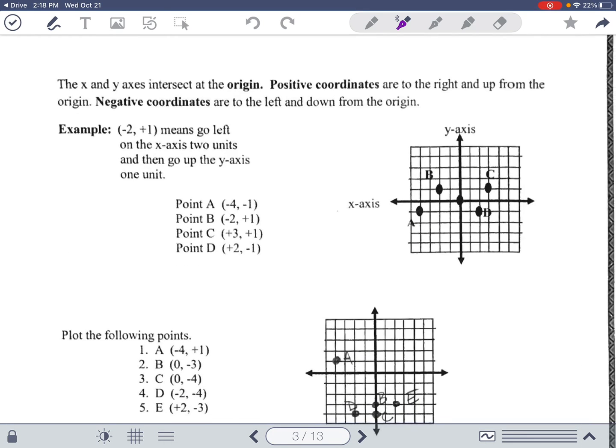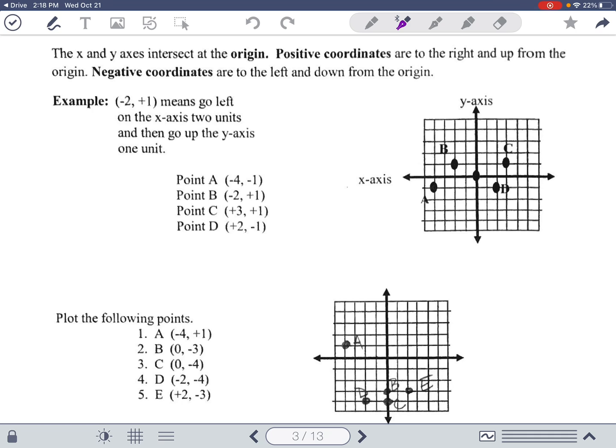Here's a little more practice for you. The x and y axis intersect at the origin. Positive coordinates are to the right and up from the origin. Negative coordinates are to the left and down from the origin. And it goes through a couple examples for you and labels them: point A, B, C, D, and the origin also has a dot placed there.